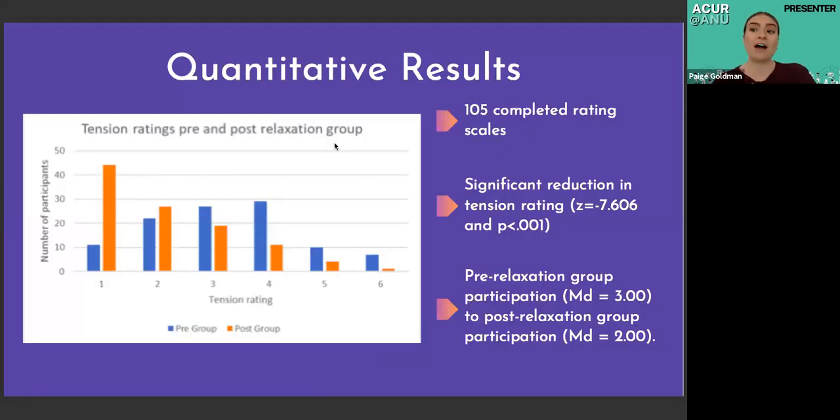So there were 105 completed rating scales, as I mentioned before, and the Wilcoxon signed-rank test revealed a statistically significant reduction in tension immediately following participation in the relaxation group. The mean score on the tension rating scale decreased from 3 in the pre-relaxation group to 2 in the post-relaxation group. It was observed that not a large number of participants had a high range of tension prior to the commencement of the group. However, there was still a statistically significant reduction in tension.